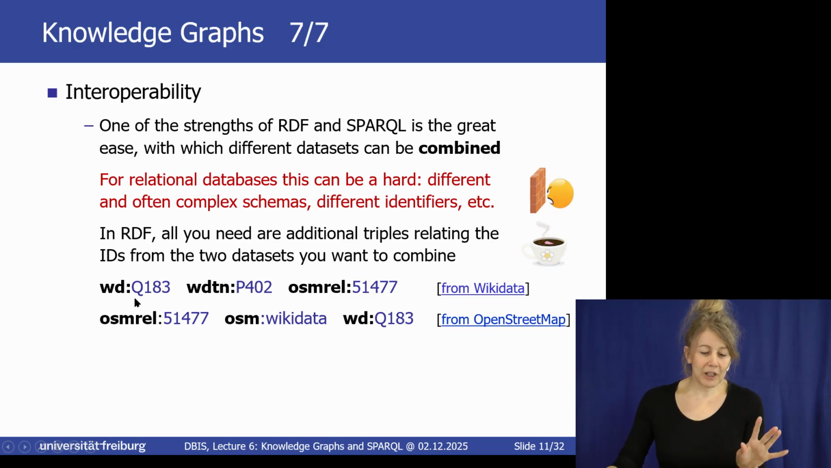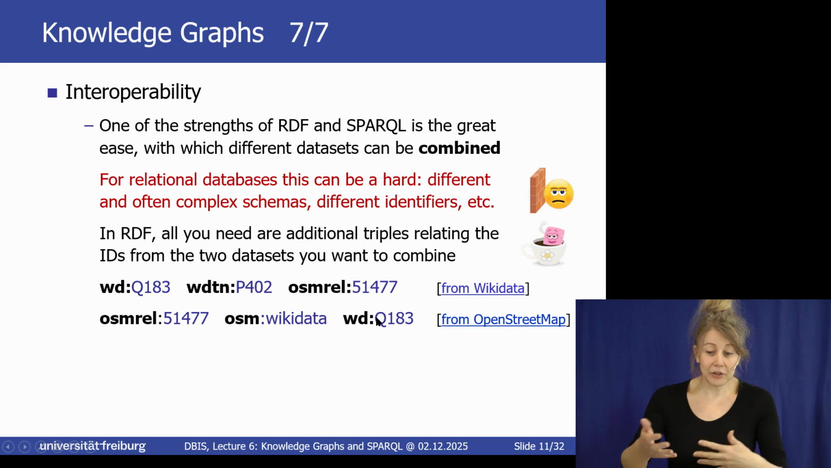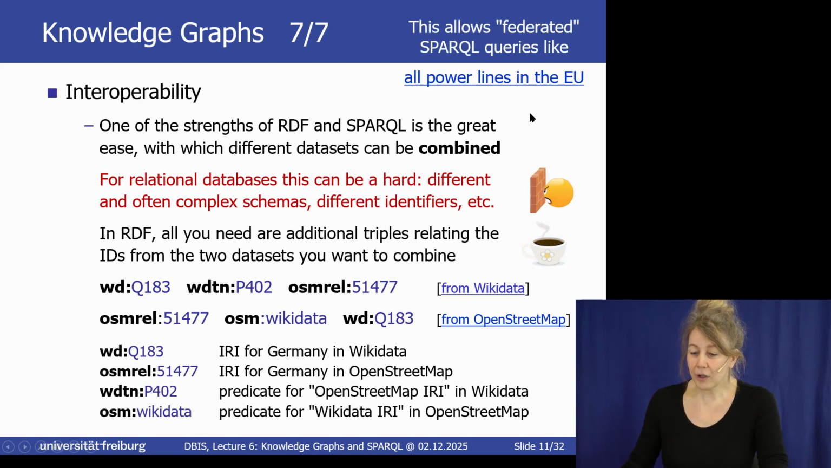So there's a triple in Wikidata that says, this predicate stands for the ID in OpenStreetMap, and OpenStreetMap has a predicate that says, this is the ID in Wikidata. Actually, I just need one of them. And with these triples, now I can do something.